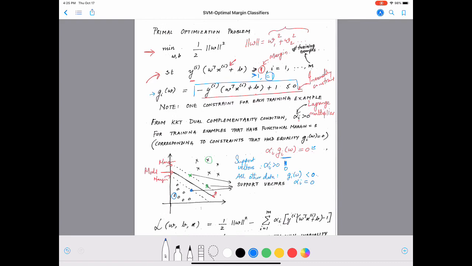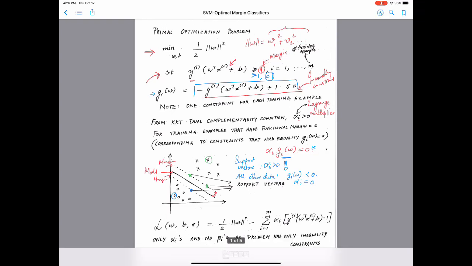And we have the Lagrange now after we formulated the primal optimization problem. Now we have L of w, b, alpha, where w and b are parameters of the line equation, right? And alpha is the Lagrange multiplier vector. So keep in mind, w is a vector, alpha is a vector, and b is just one scalar we have for the line equation, the intercept. Only alpha i's here, no beta i's, because only inequality constraints are present in our problem.